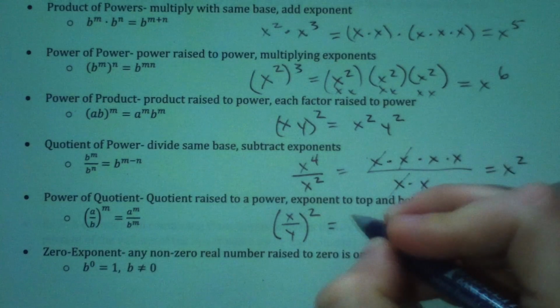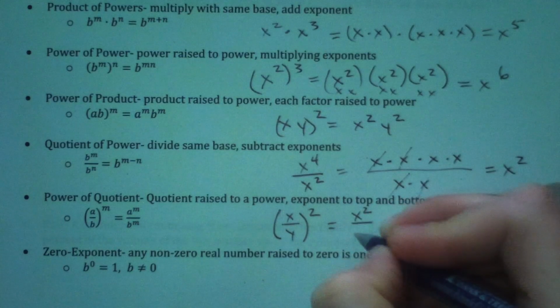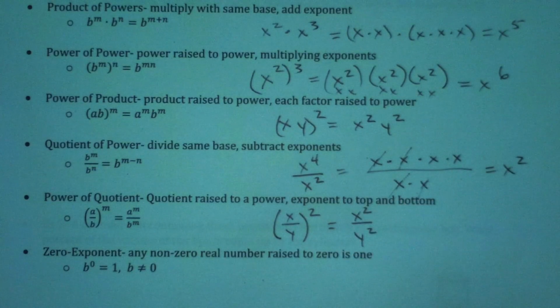And then the last one there, anytime you have a variable or a number or whatever to the power of 0, automatically it's going to kick out a 1. So anything to the power of 0 is always 1.